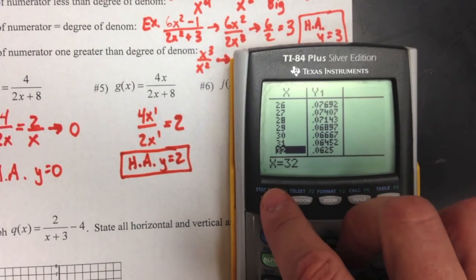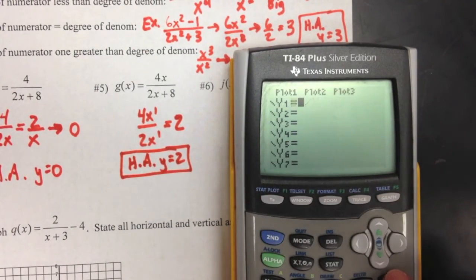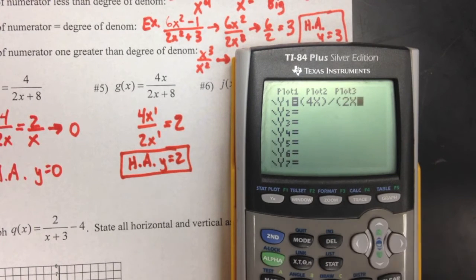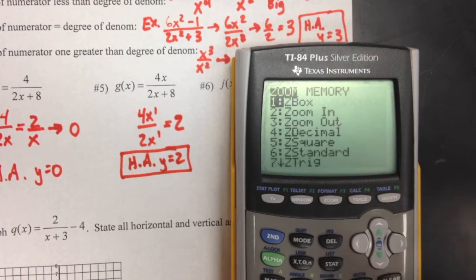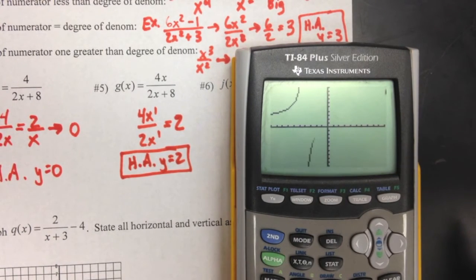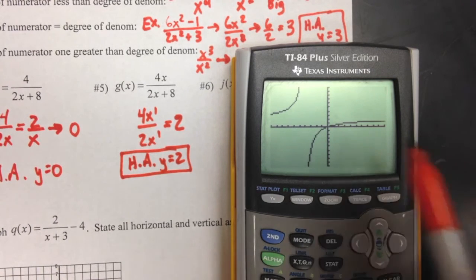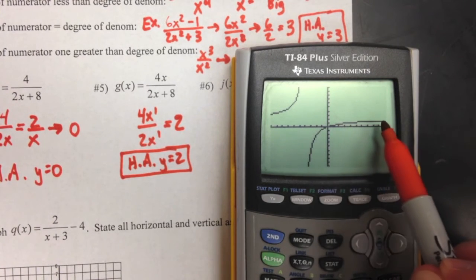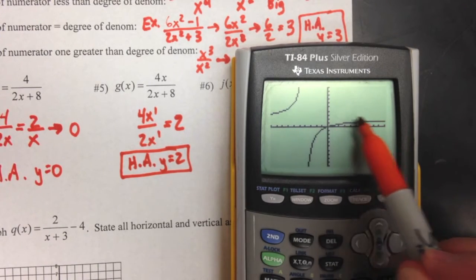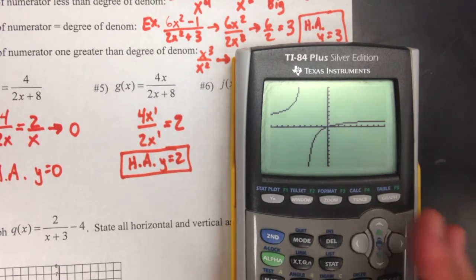Okay, so let me go to y equals. Let me show you. If we put the original problem in there, which was 4x divided by 2x plus 8, let's look at it. There's the first part, there's the second part. Notice again that we're starting to flatten out here, and it looks like it's around 2. So y equals 2 looks like a good answer for your asymptote.